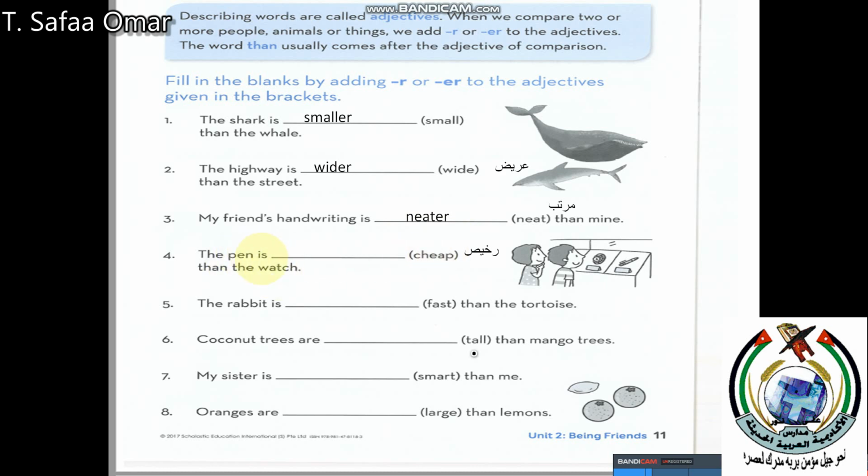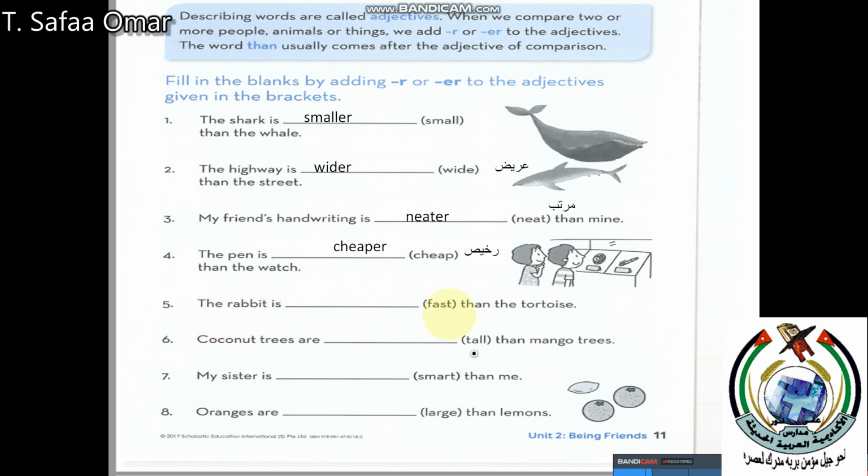We have two things to compare. So we are going to add ER. So cheap with ER will be cheaper. The pen is cheaper than the watch. أرخص من.